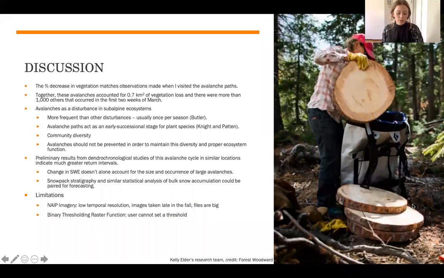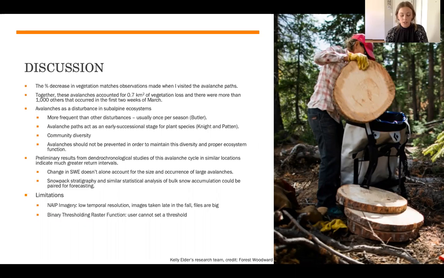So there was an 18% decrease in vegetation at the Conundrum Creek Path compared to only a 2% decrease at the East Snowmass Creek Path as a result of the 2019 avalanches. This coincides with the observations I made from ground truthing. The Conundrum Path was obviously larger and more disruptive to the landscape than the Snowmass Path.